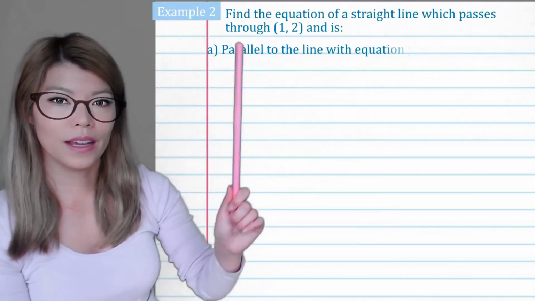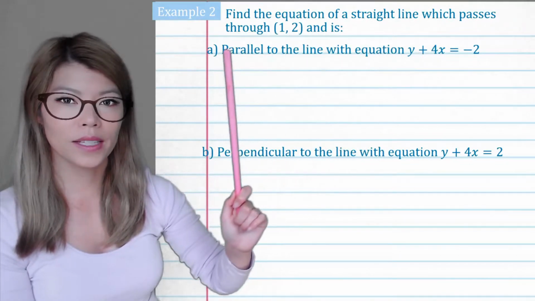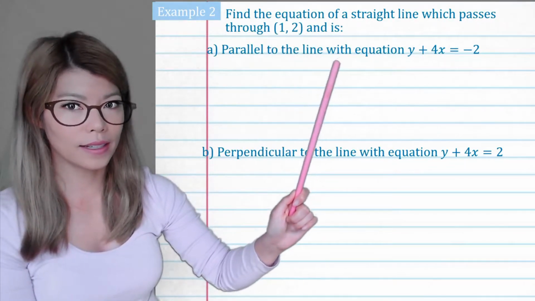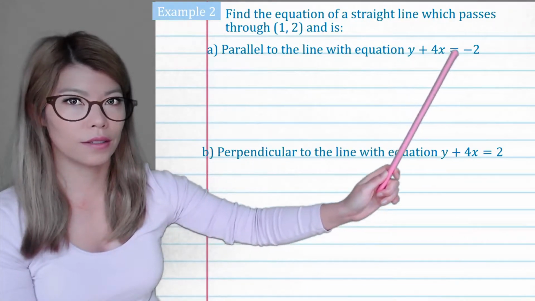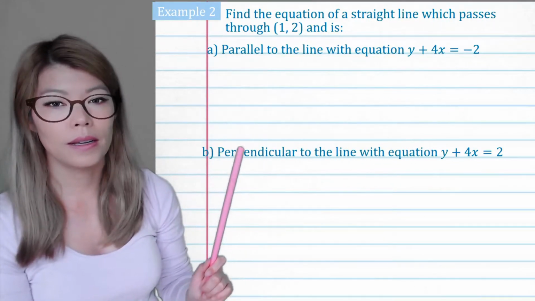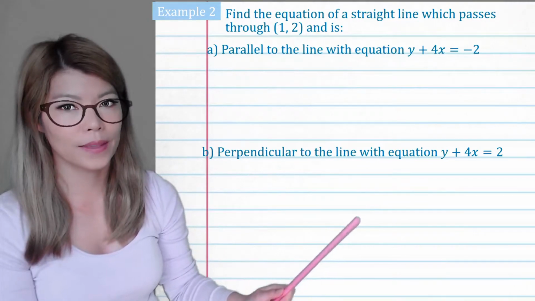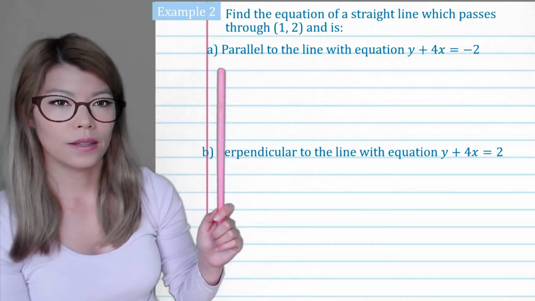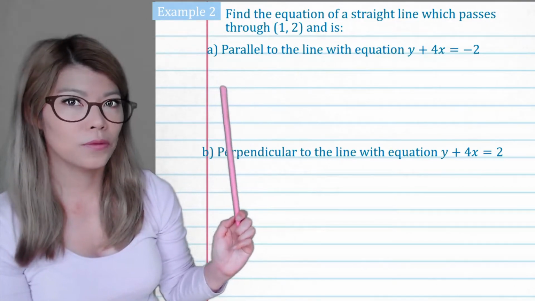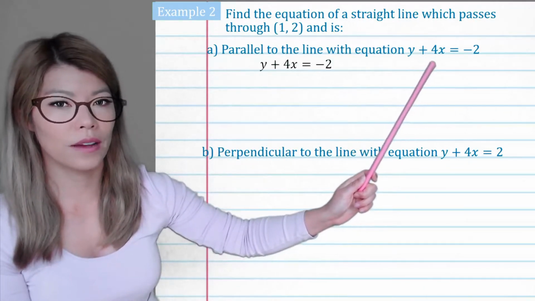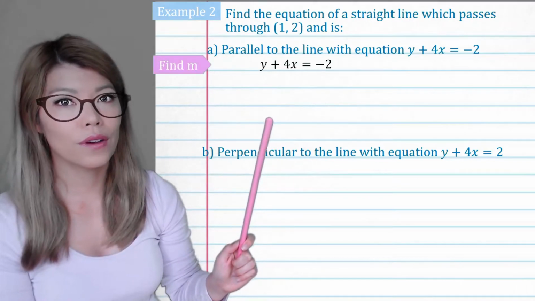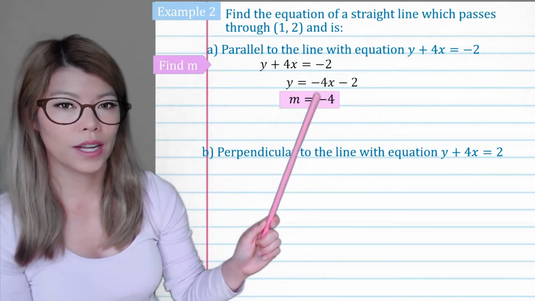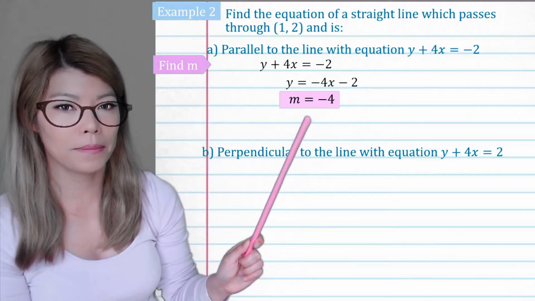Example 2. Find the equation of a straight line which passes through the point (1, 2) and is parallel to the line with the equation y plus 4x equals negative 2, and part B, perpendicular to that line. Let's do part A first. Parallel means, well, firstly we have to find the gradient, so we have to rearrange this equation. Bring the 4x to the other side to find m. Bringing 4x to the other side, we get minus 4x, so m is minus 4.